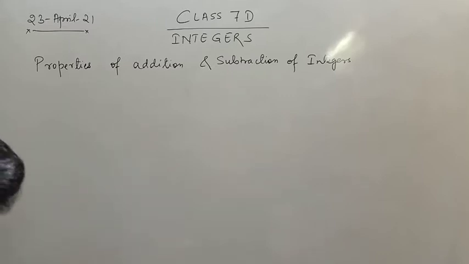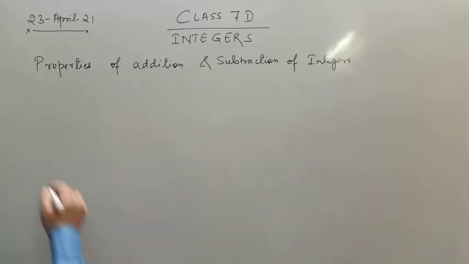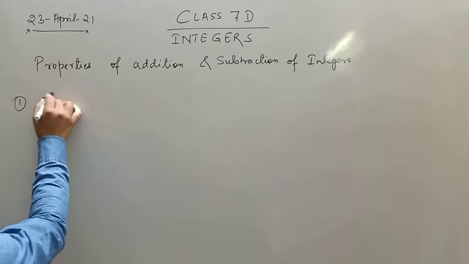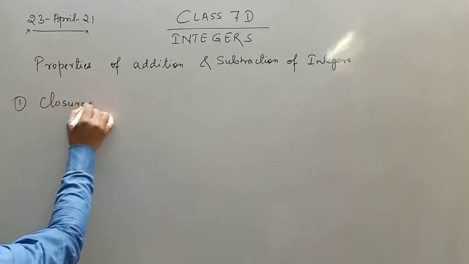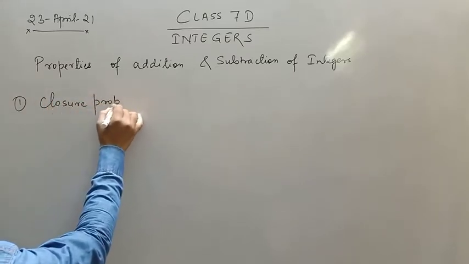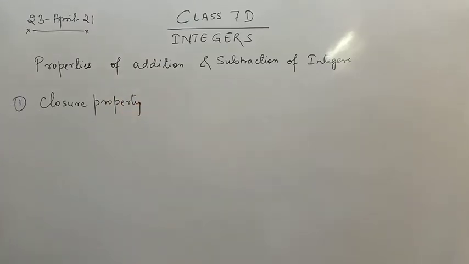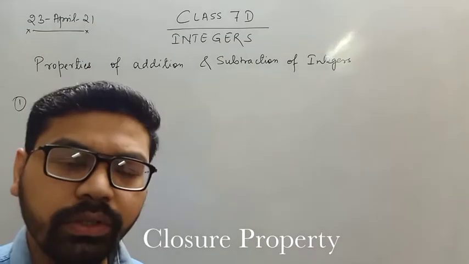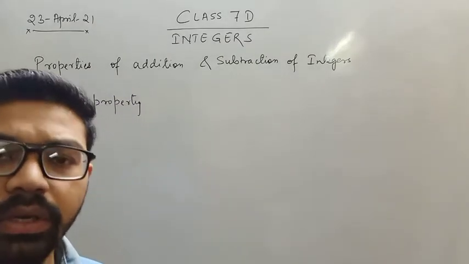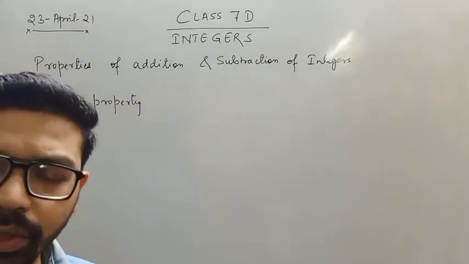So without wasting any more time, I'm starting the topic, properties of addition and subtraction of integers. Now the first thing is closure property. What is closure property? Closure property says if you add two whole numbers and the result is also a whole number, that means addition of whole numbers follows closure property.